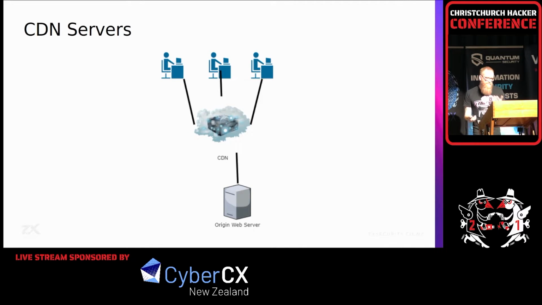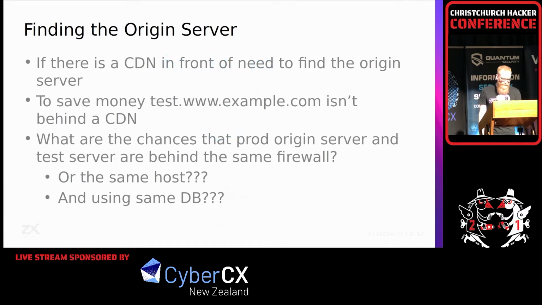But CDNs, content distribution networks, will have some DoS scrubbing, they'll have some WAF in there, they might throttle stuff, they'll do some caching to try and stop all the requests going back to the origin server, which is the actual server that's running the database and the application. So as an attacker, we want to find a way to get around that CDN and go directly to the origin server, because if we can hit that directly, chances are we can knock that offline.